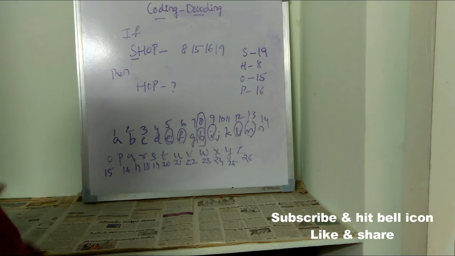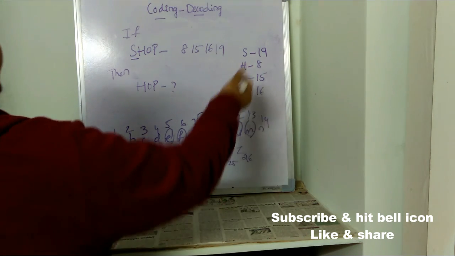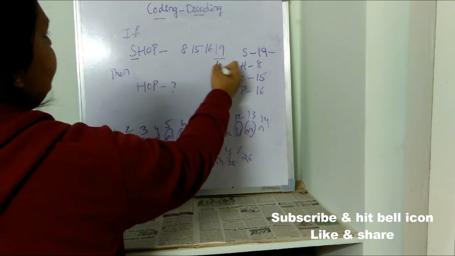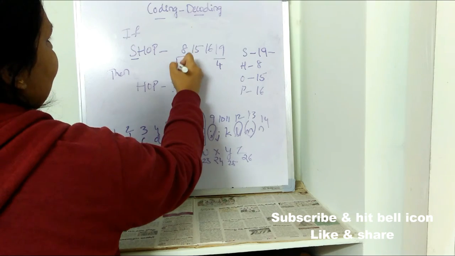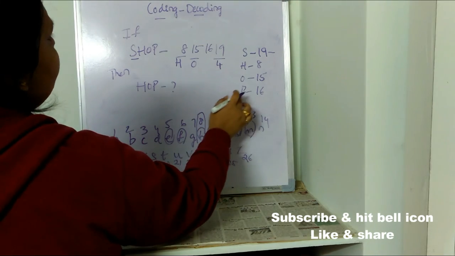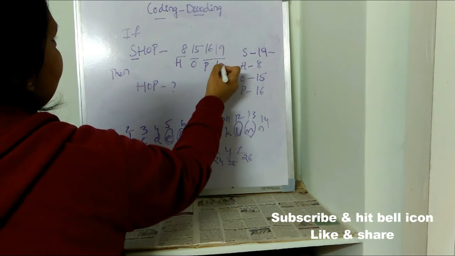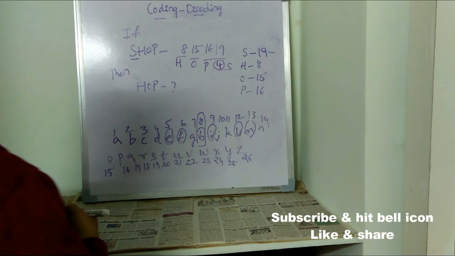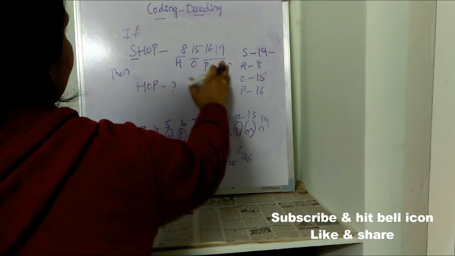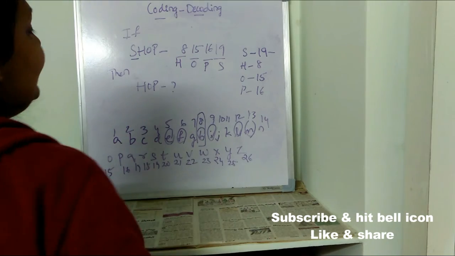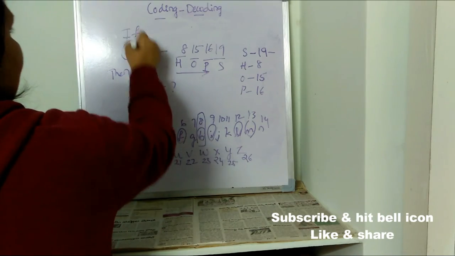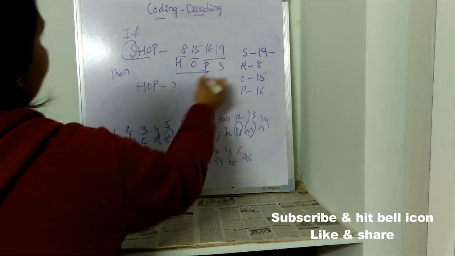So what did he do? S is in 19th position, he wrote in 4th place. H is in 1st position. O is in 2nd position. P is in 3rd position. In 4th position, he has written 19, which is S. Okay. So, what did he do? He has written HOP in a line and he has shifted the first letter to last.